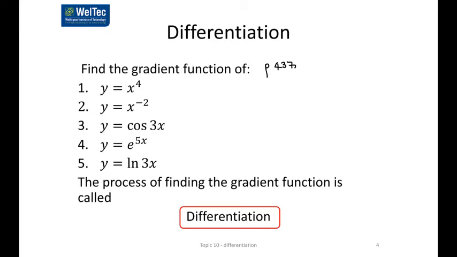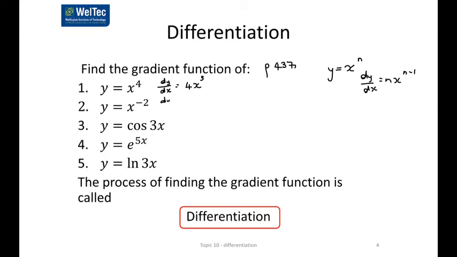So finding the derivative or the gradient function, or differentiating x to the 4, means we need to find the fourth line, where we're looking at y equals x to the power of n. If you look at that, the derivative is given as nx to the n minus 1. So using that, the derivative is going to be n, which is 4, x to the power of 4 minus 1, which is 3. So that is the gradient function, that's the rate of change function.